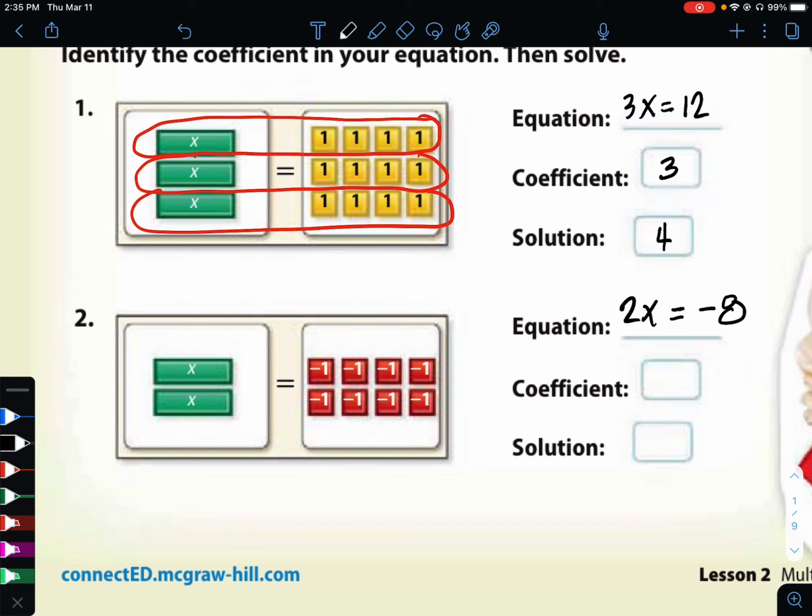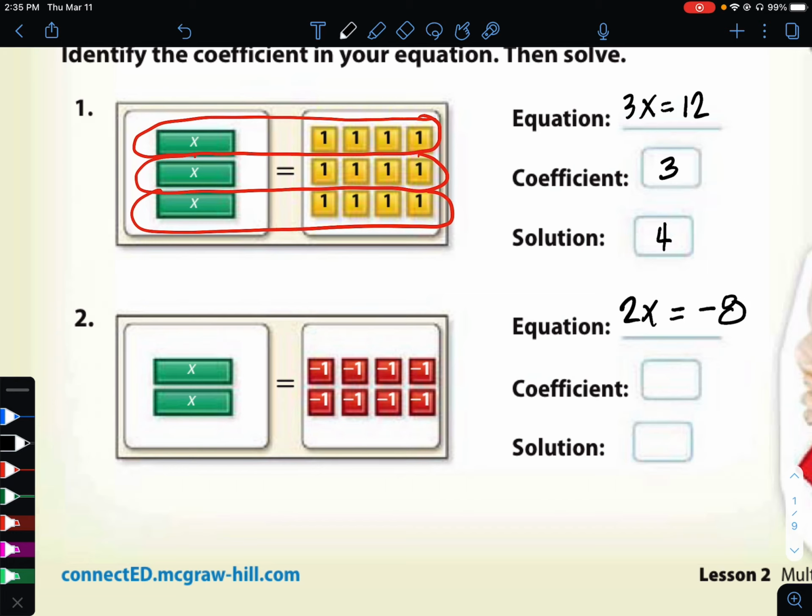Okay, so those are our examples in terms of coefficient and trying to solve the equation using algebra tiles. The good thing about algebra tiles is that you can do that with smaller numbers. Once you get to the bigger numbers, this is the method that we want to use. We want to use the division property of equality and the multiplication property of equality.